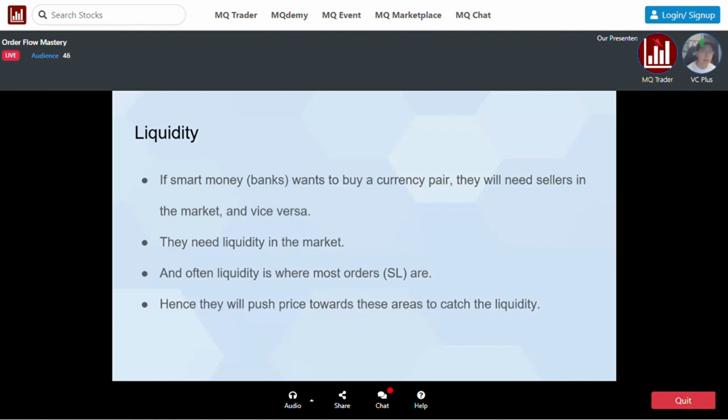In a market where we are trading the buy and sell side, liquidity is not in a specific direction. Liquidity is basically orders. If you buy and put a stop loss, your stop loss order is essentially a sell order, because you want to cut the trade, which means selling into the market. And if you sell and put a stop loss, your stop loss is essentially a buy order.